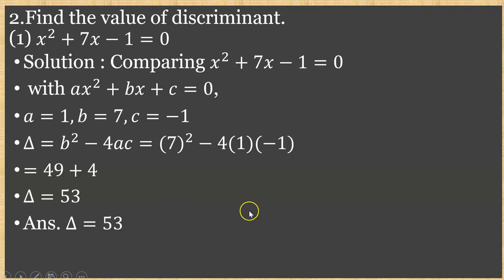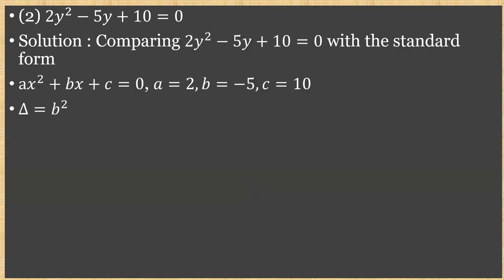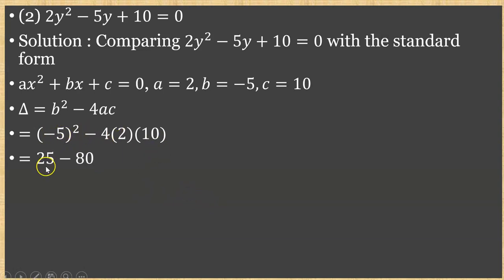Next, here, 2i square minus 5i plus 10 is equal to 0. Again compare: a is 2, b is minus 5, c is 10. Substitute the values in the formula: minus 5 square minus 4 into 2 into 10. Now here, 25, 4 into 2 is 8, 8 into 10 is 80. 25 minus 80 is equal to minus 55. Therefore, this is the value of the delta.